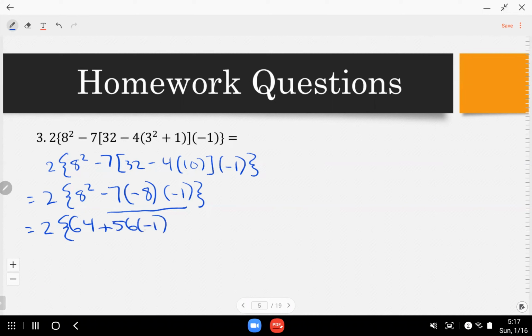But before you go any further, I saw that a lot of people combined the 64 and the 56. They got 120 multiplied by -1, got 120 times 2, -240. That's incorrect. Why? Because we need to do multiplication first, right? So if we do multiplication first, we subtract 56. Then we get 2 times 8, and that is going to be 16, right? So our final answer is 16.